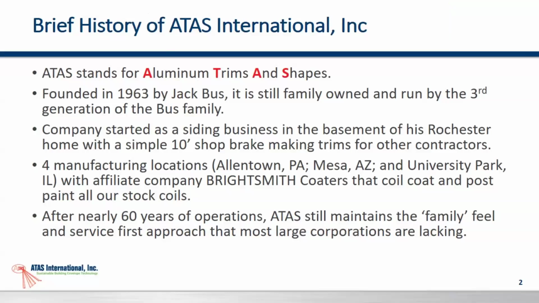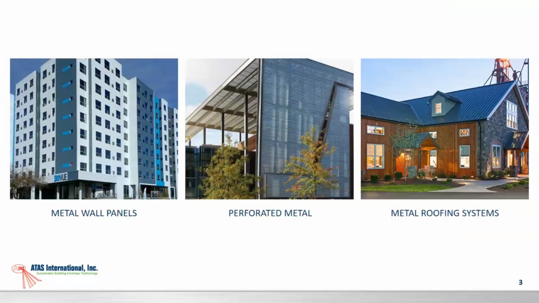Continuing forward, ATAS has been around for over 60 years, and we are currently transitioning from second to third generation. It has been a family-owned business since the beginning, and ATAS is continuing that way into the future. Now, a little bit about the products that we do offer. It all started 60 years ago with our trims, but has since grown into metal wall panels.